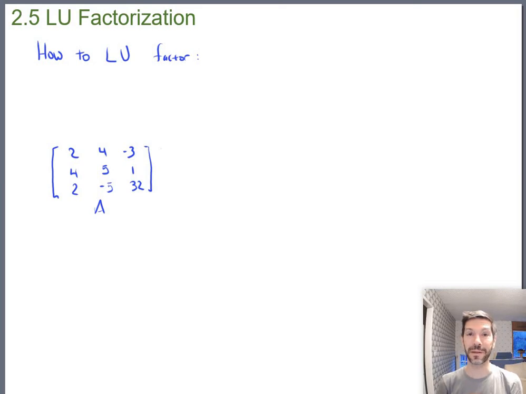Let's look at the process of actually doing an LU factorization. This first example we're looking at is going to be a little bit of the theory behind it and then also the practice of just doing it. So I'll try to make it clear which one is which. Let's say we've got a matrix A here and we want to factor it into L and U.